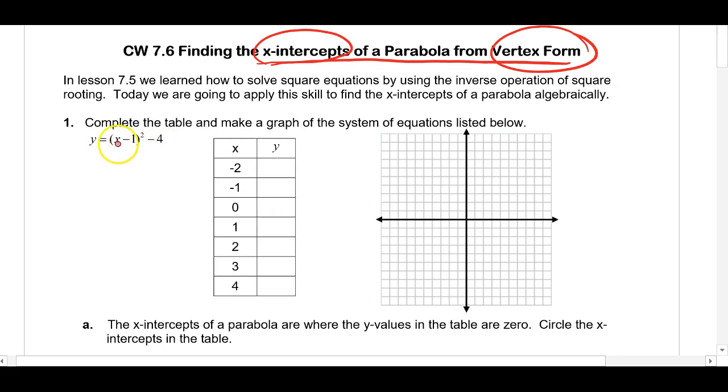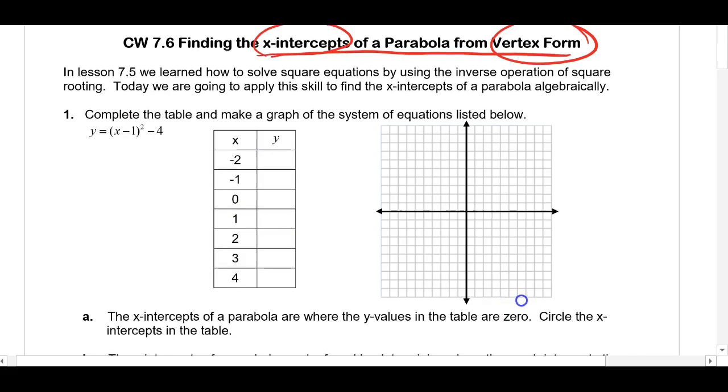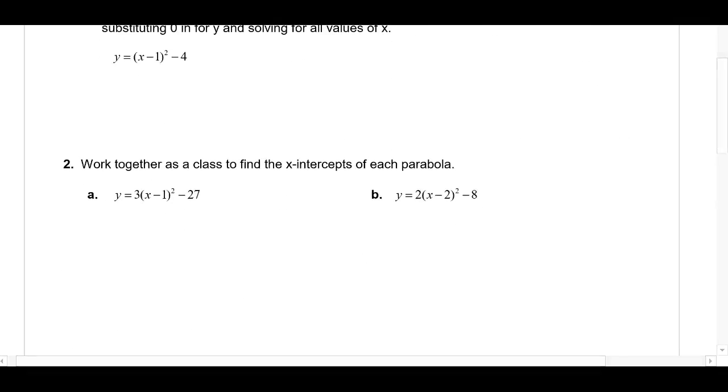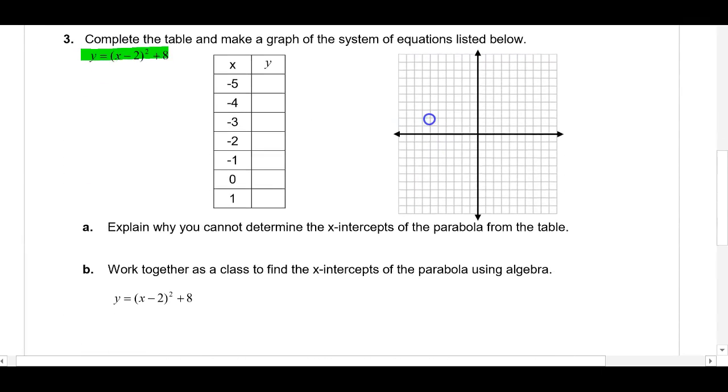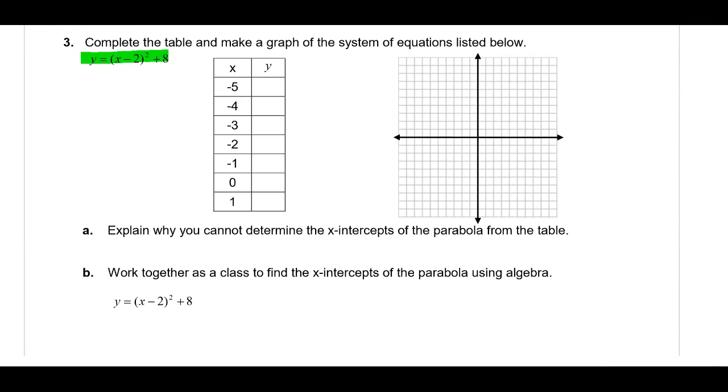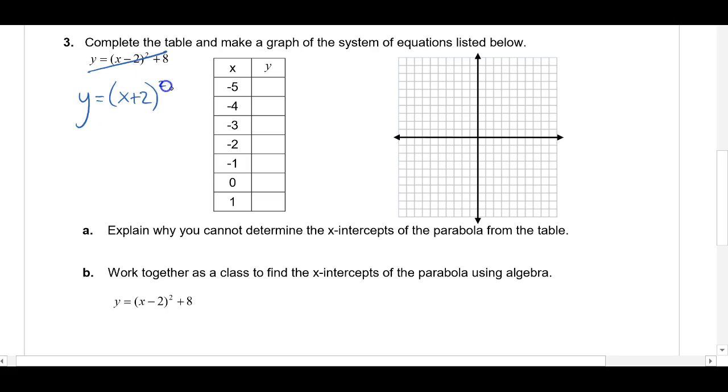So what you want to do, just like before, is plug these numbers into the function in order to fill out the table. But we're not going to do number 1, so I want to skip down to number 3, and we're going to start here and practice this one. I actually have to change this. I want this to be y equals x plus 2 squared minus 8. I think that's actually what it says on your worksheets.